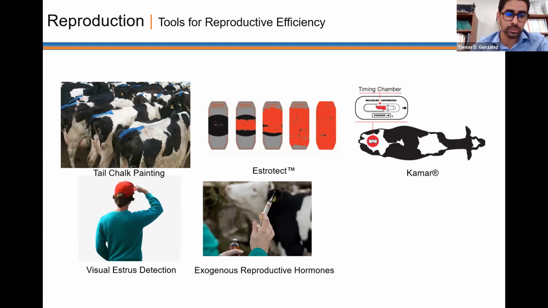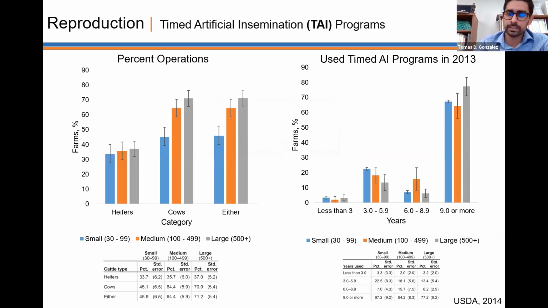Something else you can use is training personnel to go to the farm, but here the problem is the fake heats. And this one is not for heat detection, it's for efficiency of reproduction, which is the different use of hormones. So you can use it for this. So going a little bit further, this is data from USDA 2014.